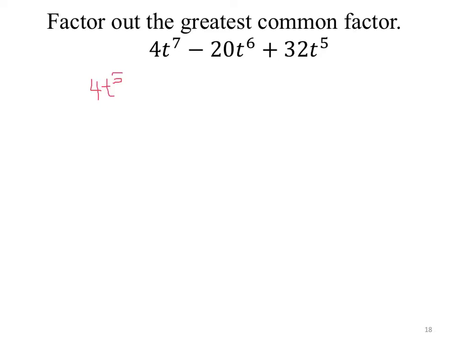And so what's left? We then divide all of the terms by 4t to the 5th, and we get for the first term t, and then you subtract the exponents and you're left with t squared minus, and then when you divide this by 4t to the 5th, you have 4t plus, and then this one, see the t to the 5ths cancel, so you're left with 8. And so that is it for factoring out the greatest common factor.